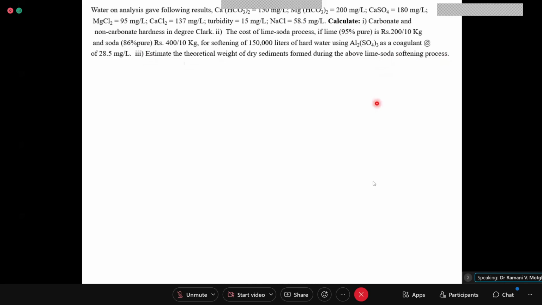Precipitate. Theoretical weight of precipitate. So what do you understand by dry sediments? वेट निकालना है किसी चीज का, लेकिन किस चीज का वेट निकालना है? ड्राई सेडिमेंट्स यानी क्या क्या है आपके सेडिमेंट्स के? जो भी सॉलिड फॉर्म में बन रहा है, तो सॉलिड फॉर्म में क्या बन रहा है?